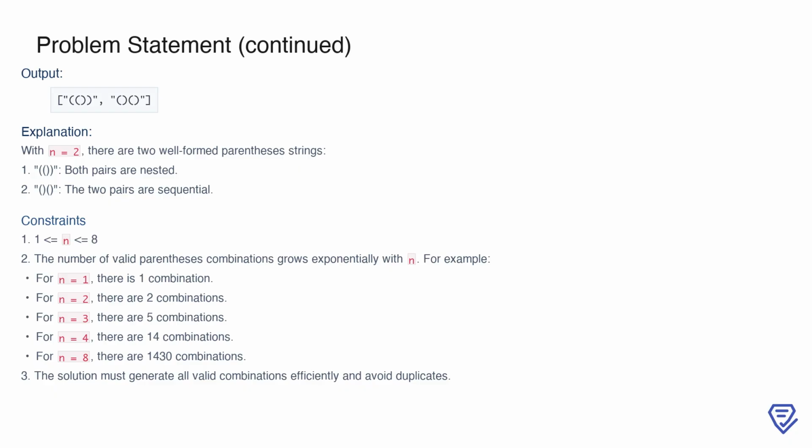This exponential growth highlights the need for an efficient algorithm to generate all combinations without redundancy. Additionally, it emphasizes the importance of ensuring that the solution scales well as n increases within the given constraints.